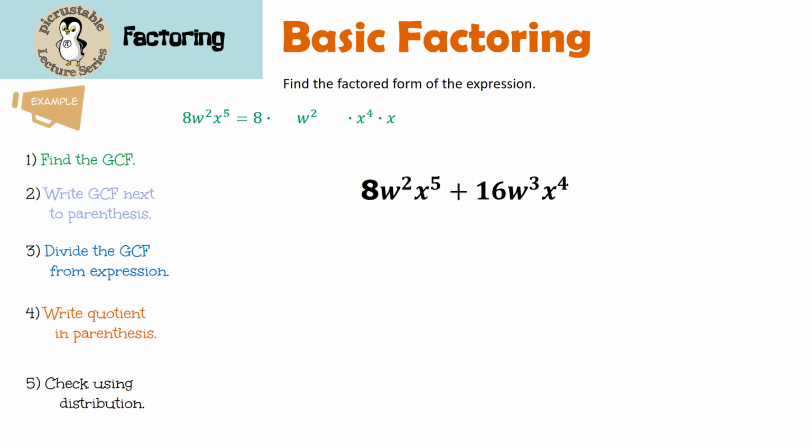When I look at the variable w, I have w squared and w to the third. Remember, the greatest common factor will take the smallest exponent. That's why I have w squared. I didn't make w times w. When we look at the variable x, we have x to the fifth and x to the fourth. In this case, the smallest exponent is 4. And that's why, when I wrote the factors of 8w squared x to the fifth, I wrote x to the fourth times x, because x to the fourth is the smallest exponent for the x variables.